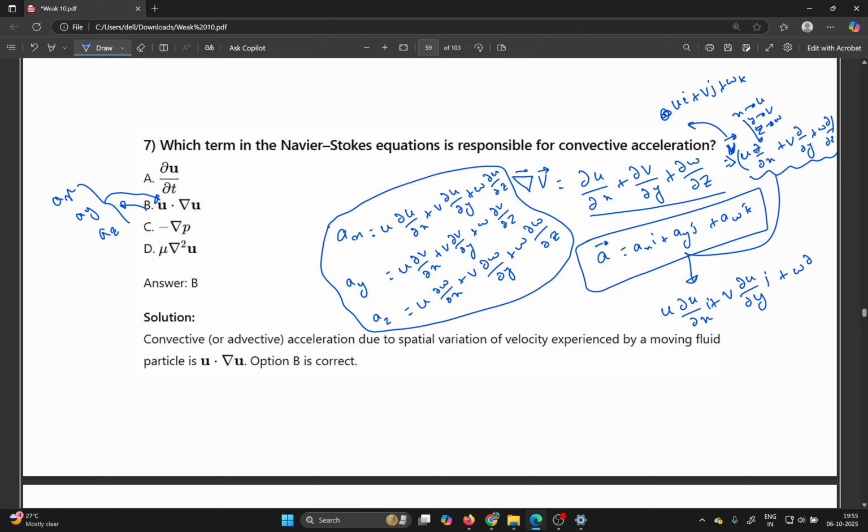plus w del u by del z. Or you can multiply one term with one term, u del u by del x, and then again u. You can multiply like that. That will be very easy. This first term with all three terms, then the second with all three terms, then the third with all three terms.